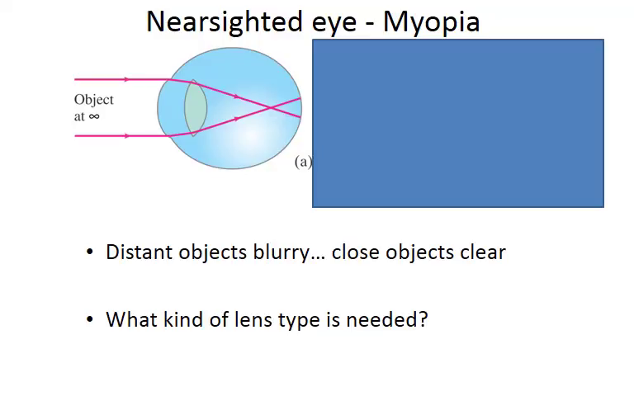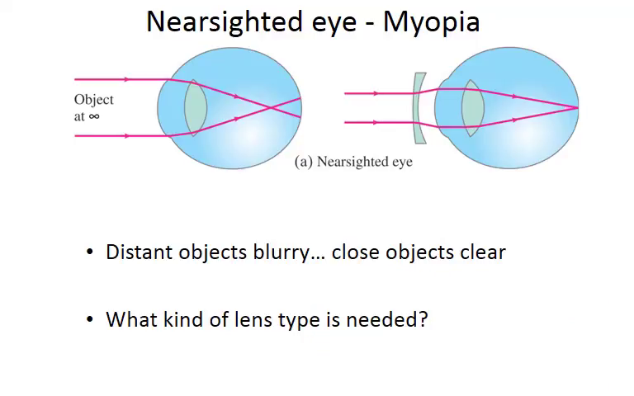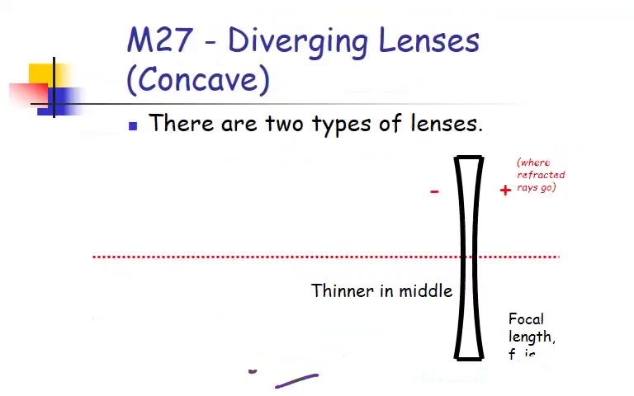Okay, the second type of lens is used, a practical application for myopia, where we have nearsighted. This is where the eye is wider and we need a lens to spread the rays out so that they hit the retina properly. And so we get a lens like this where the rays go through and they spread out and then go to the back of the eye. This is where distance objects are blurry, close objects are clear, and we need a concave type lens to adjust for that.